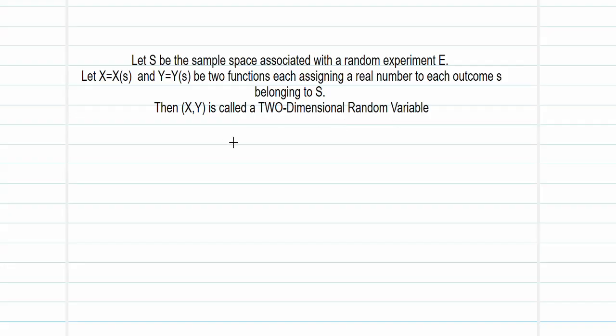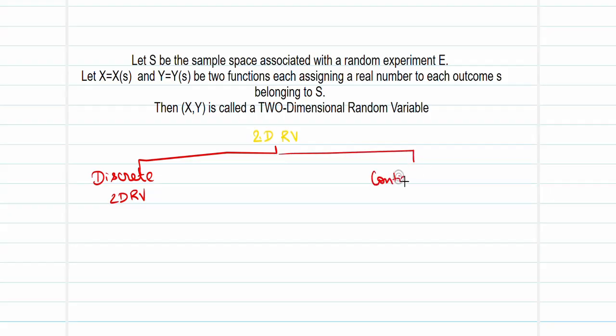As we classified the one-dimensional random variable, the two-dimensional random variable will also be classified into two categories. The first category is the discrete two-dimensional random variable, and the second is the continuous two-dimensional random variable. Now let us quickly recollect what is meant by a one-dimensional discrete random variable. Then we will be able to correlate what we have already learned to the two-dimensional case.